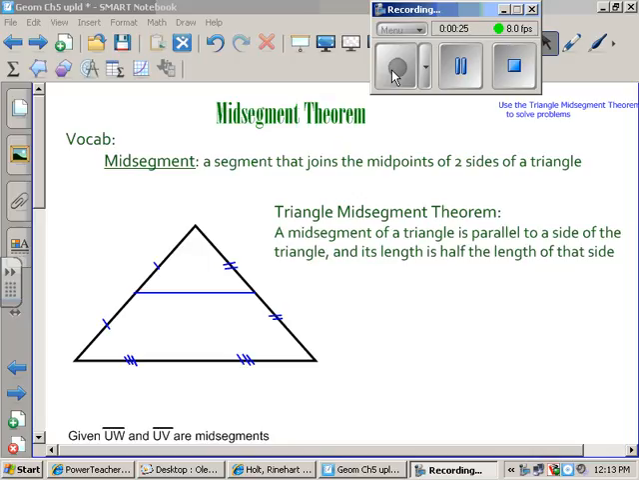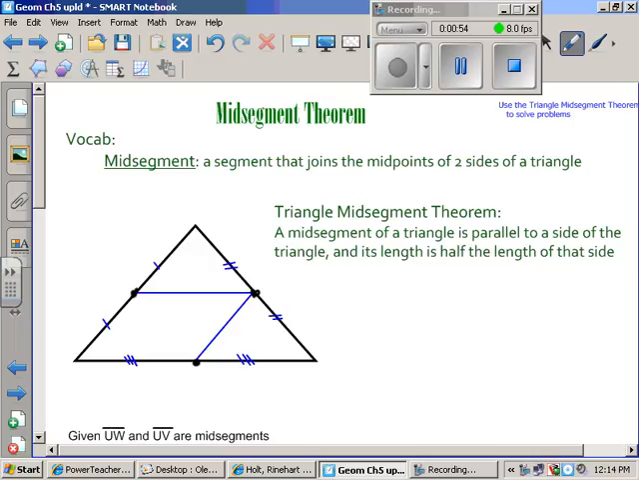Right, exactly. We know this is a midpoint because these two pieces are equal, and we know these two pieces are equal from the tick marks. Okay? So if you connect this midpoint to this midpoint, that makes a midsegment. If you connect this midpoint to that midpoint, that makes a midsegment. If you connect that midpoint to that midpoint, also a midsegment. Okay?